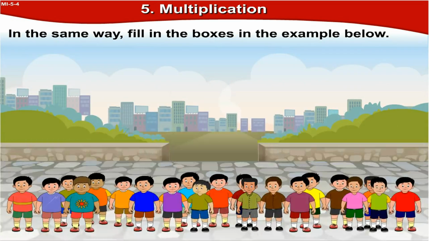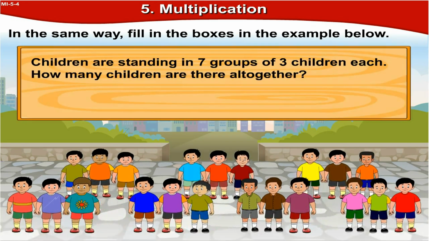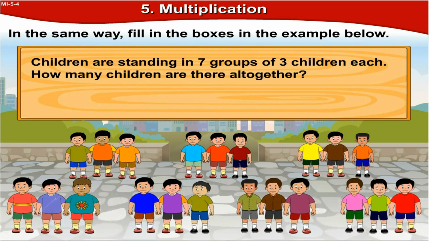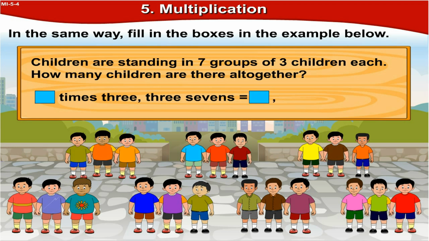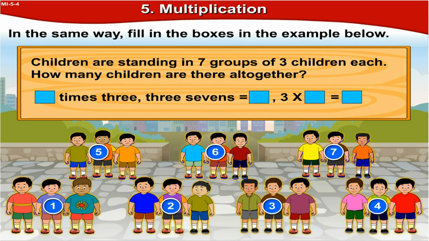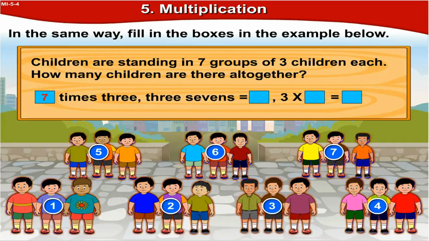Let us see one more example. Children are studying in 7 groups of 3 children each. How many children are there altogether? Box times 3. 3 sevens is equal to box. 3 multiplied by box is equal to box. Now, as you know, there are 7 groups of 3 children, which means 7 times 3. So write 7 in this box.